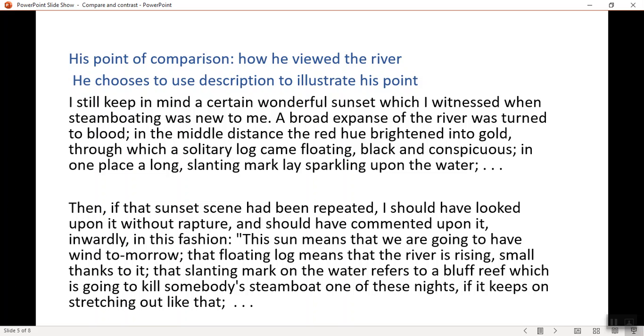And then later in the essay, he describes the very same scene. Then, if that sunset scene had been repeated, I should have looked upon it without rapture, and should have commented upon it inwardly in this fashion. The sun means that we're going to have wind tomorrow. That floating log means the river is rising, small thanks to it. That slanting mark on the water refers to a bluff reef, which is going to kill somebody's steamboat one of these nights, if it keeps stretching out like that. So same view of the river, very different description.